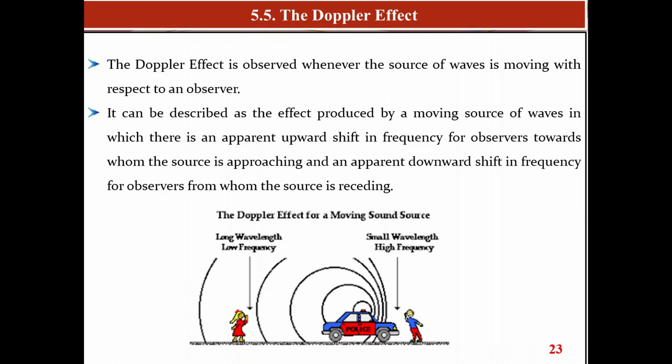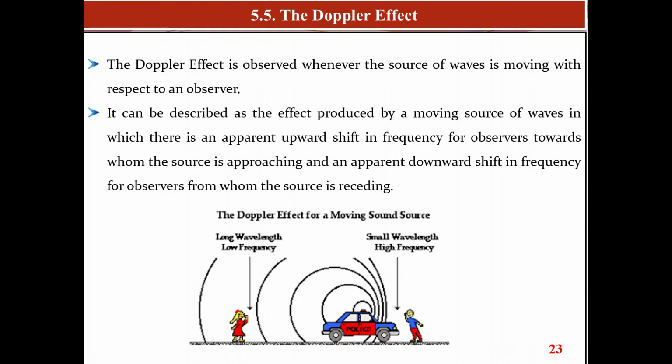For elaborating this Doppler effect, you can consider the siren from an ambulance or a police car. If this police car is coming toward the person, you get a short wavelength but a high frequency. This person will receive a high frequency of this sound wave. But when the police car is going away from her, she receives a long wavelength of sound and a low frequency. So this is an example.